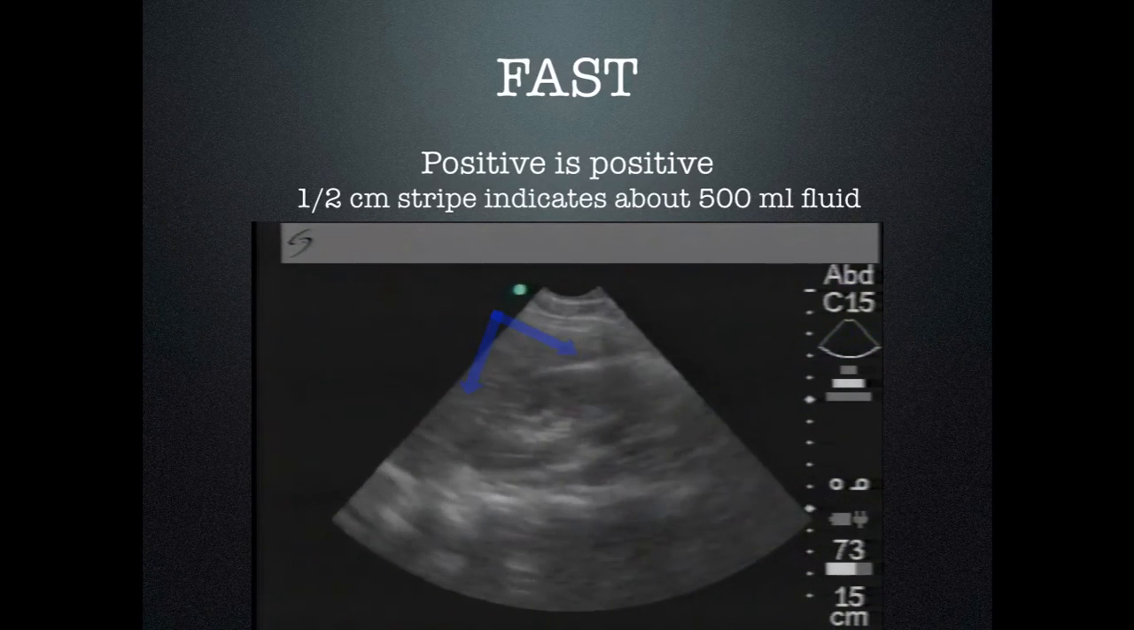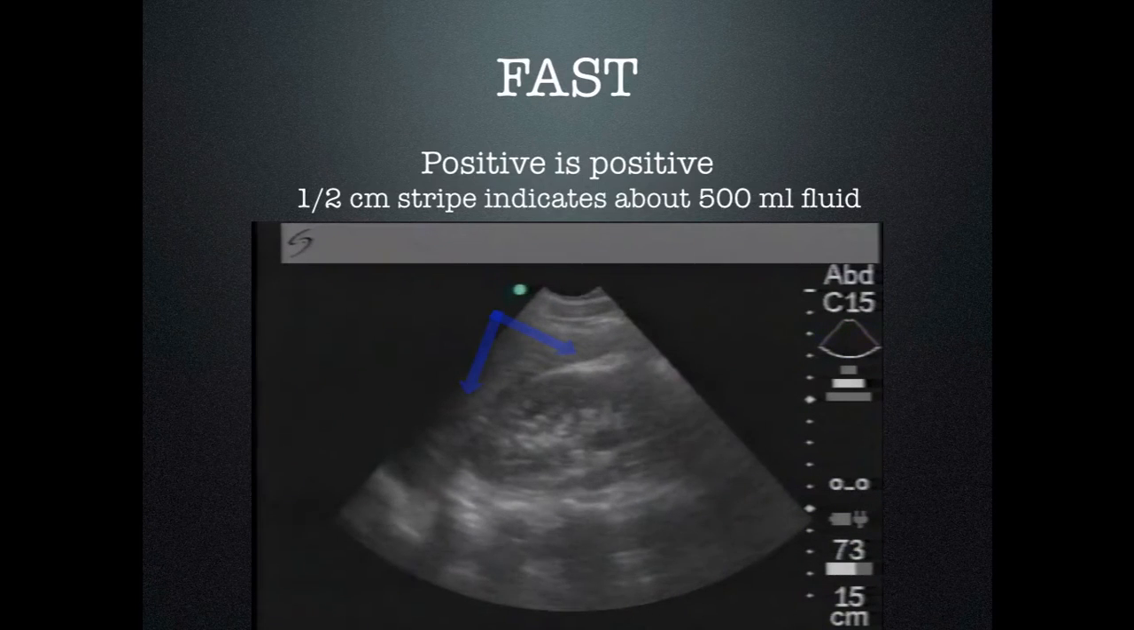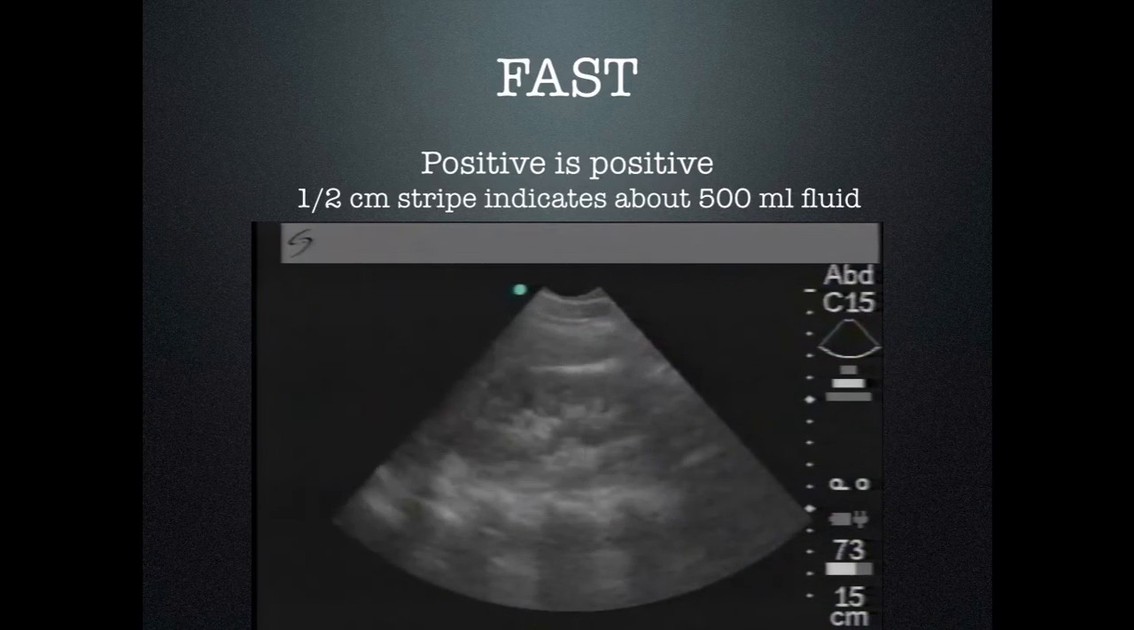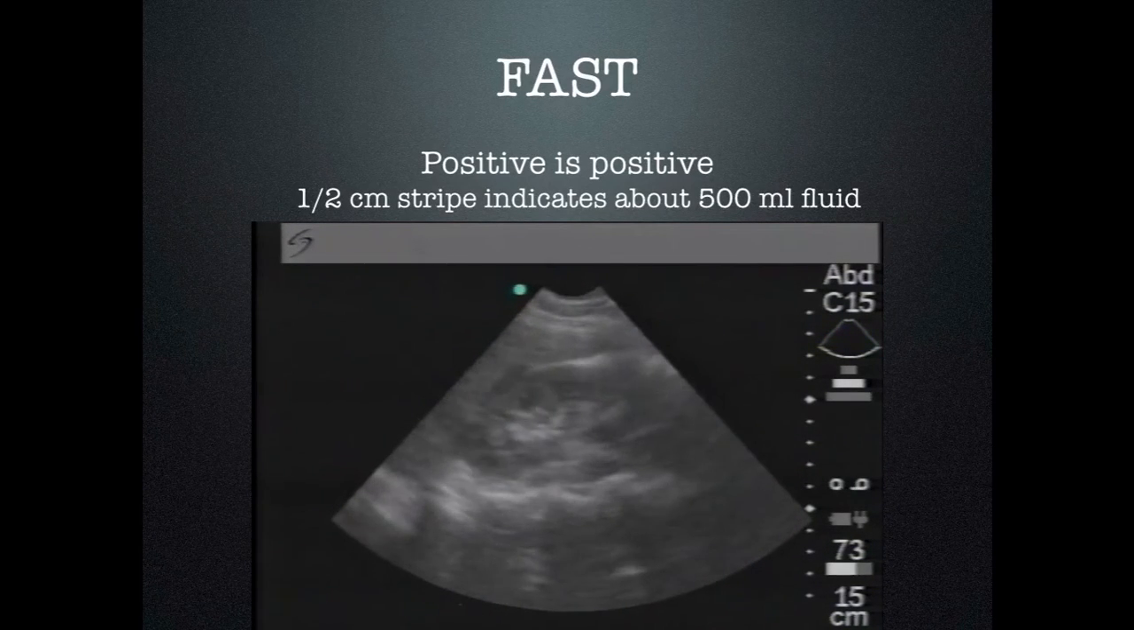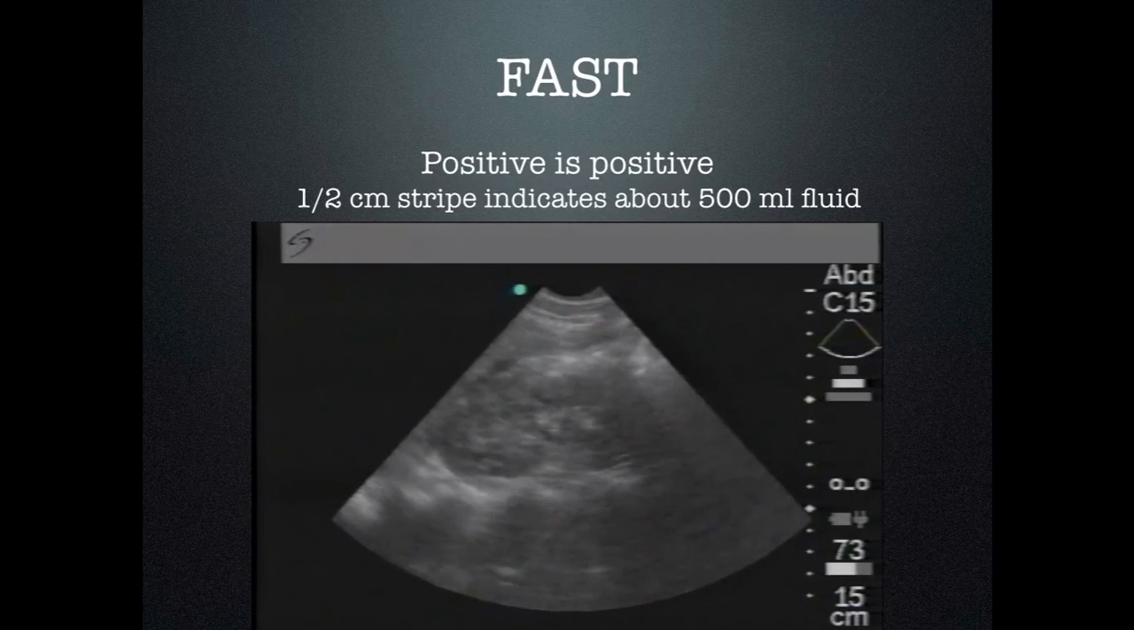The scale, as you can see on the right side, is very small. Each one of these dots represents a centimeter, so this is about a half centimeter stripe of fluid, and that indicates about 500 milliliters of fluid in the abdomen. Again, a small stripe of fluid is significant. It's a large amount of blood.